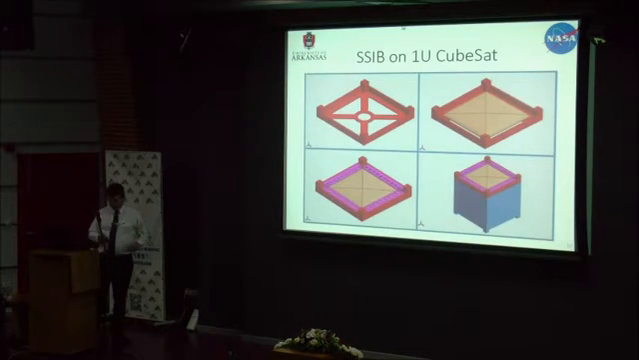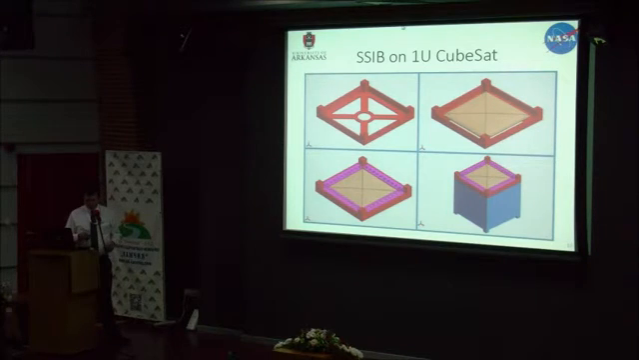Here's what you've been waiting for. This is what the subsystem cab looks like. So we'll have a subsystem frame. Inside that frame will go the balloon. And then we'll have retaining clips to hold the balloon in place. And that bolts directly on top of, in this case, a 1U CubeSat, but it could be a 2 or 3 or whatnot.